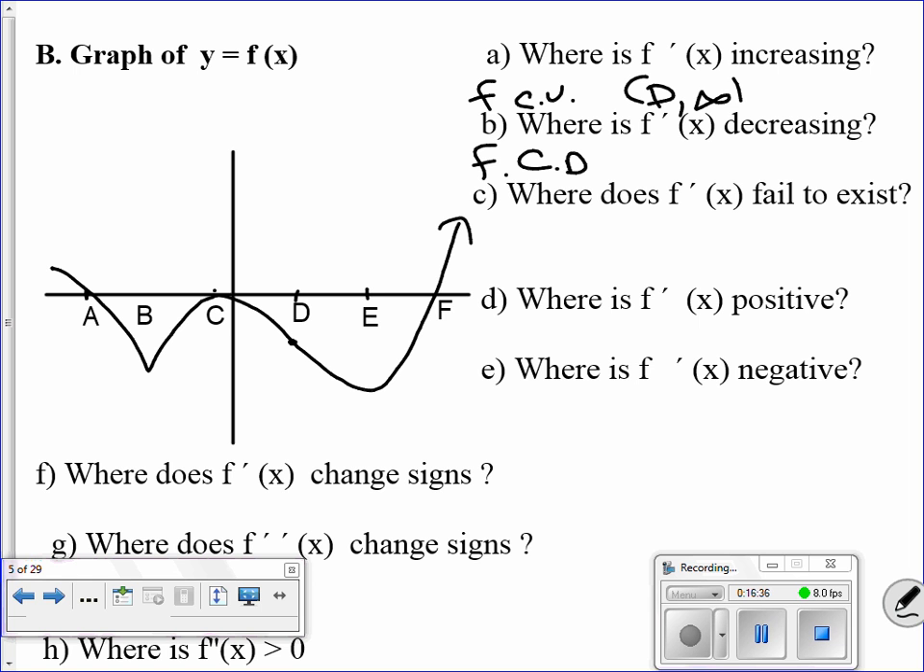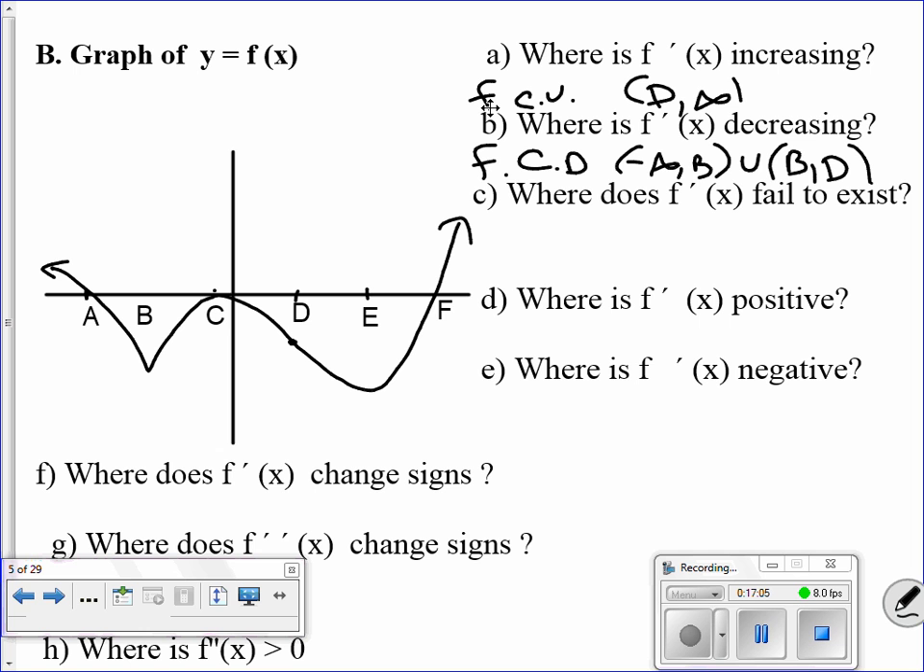Okay, I do agree it is concave down from C to D. Is that it? Oh, from B to C. So how about B to D? Okay. Yeah. So from negative infinity to B, and then from B to D. I'm splitting it there. So negative infinity to B, and then from B to D. It's exciting.